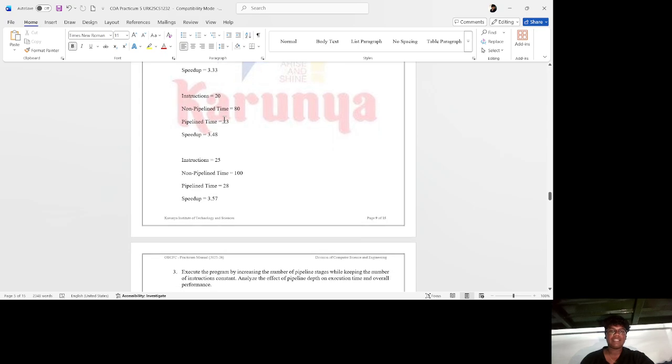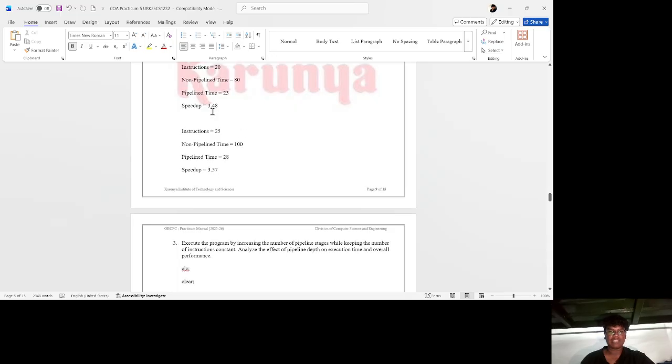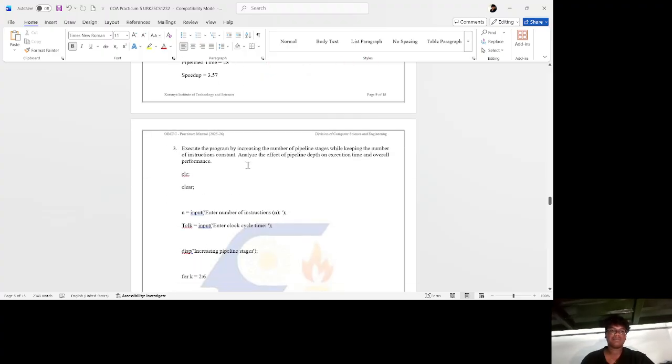Instructions 20: non-pipeline is 80 and pipeline time is 23. When we divide these both, we get 3.48. And the last one, instructions 25: the non-pipeline time is 100 and pipeline is 28. When we divide these both, 3.57 will be the output. Let's get into the last program.